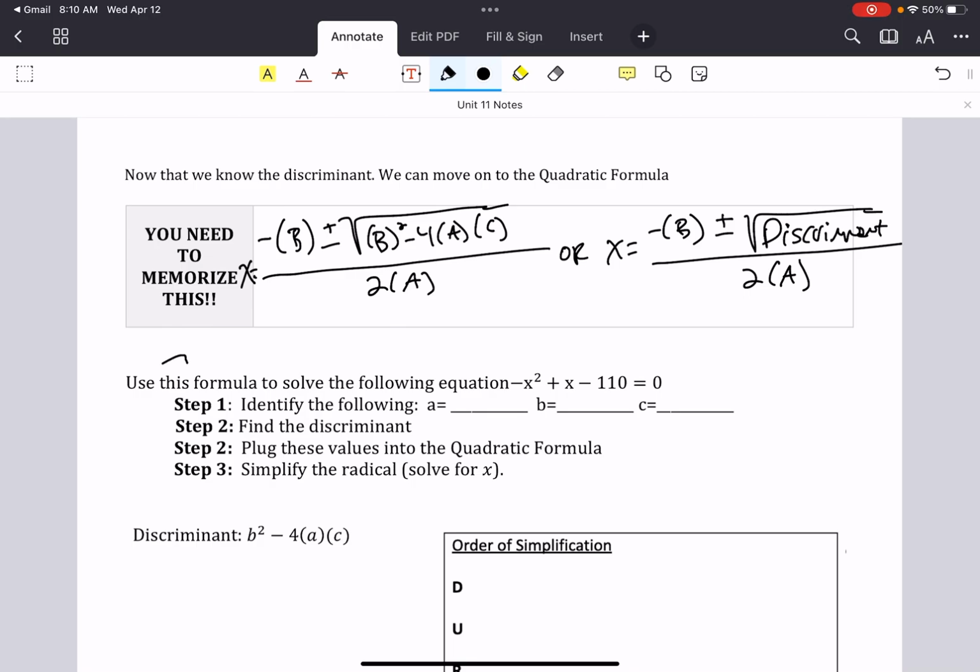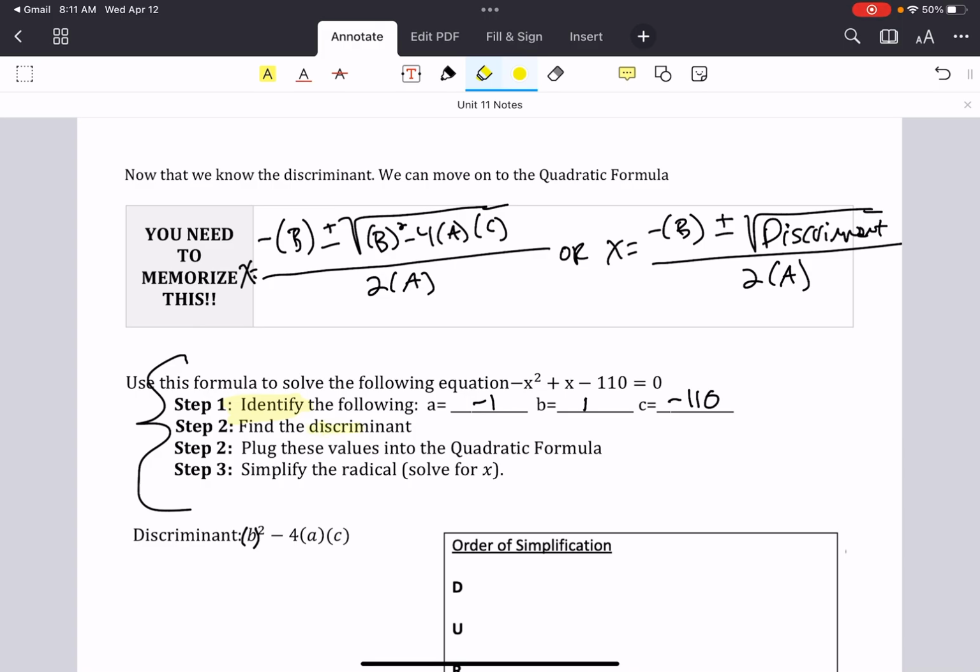Okay, here's our steps to solving from standard form. That's what we're doing, okay? So first we identify A, B, and C. So in this one, my A is -1, my B is 1, and my C is -110. Okay, so step 1, we're going to identify A, B, and C.